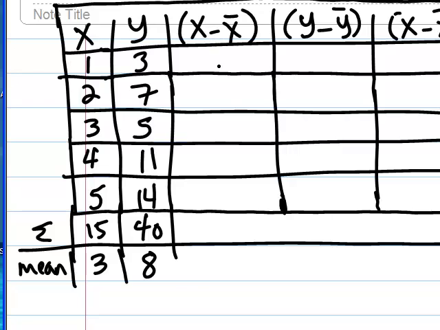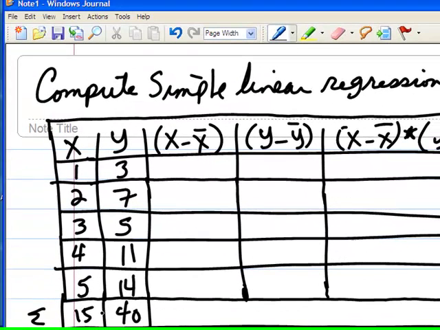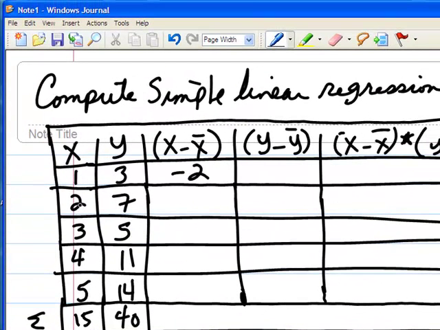X minus X bar. 1 minus 3 is negative 2. 2 minus 3 is negative 1. 3 minus 3 is 0. 4 minus 3 is 1. And 5 minus 3 is 2.